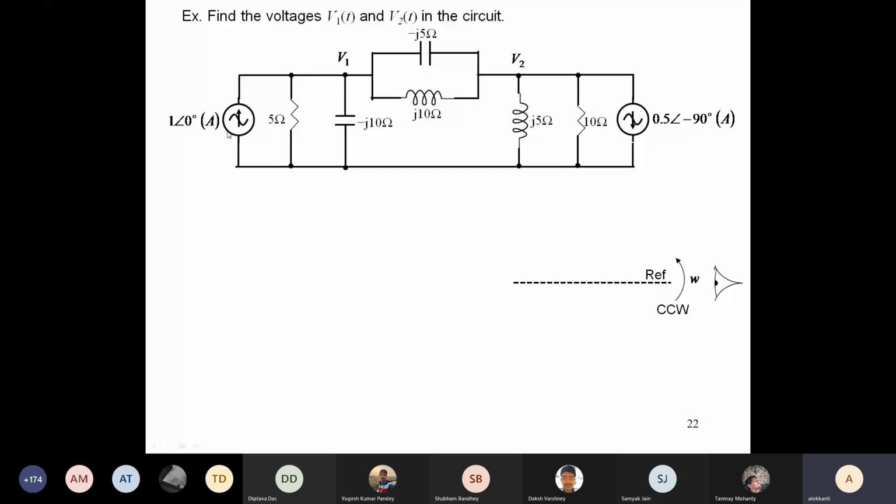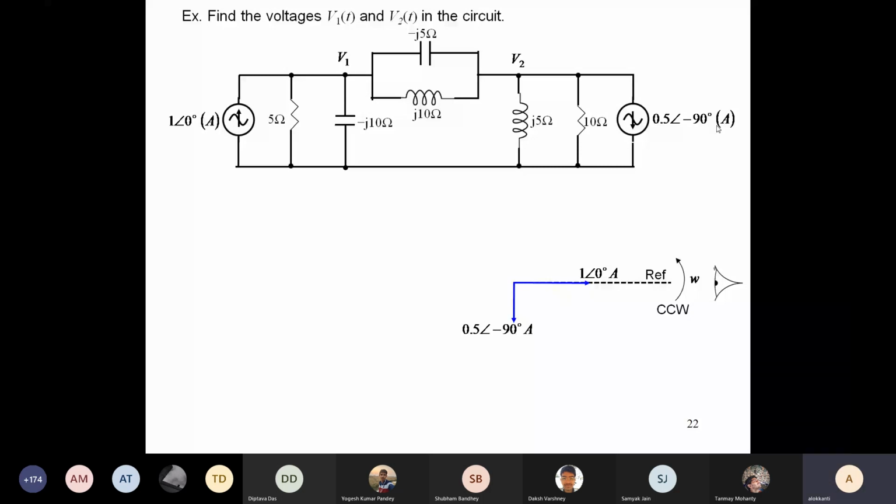Suppose we call the left source I1. So this is the phasor lying here, with a magnitude of 1 and an angle of 0 degrees, that is, it is aligned along the reference. Similarly, the other current source has a magnitude of 0.5 but an angle of minus 90 degrees. So it is basically lying here. Is it clear, the phasors?